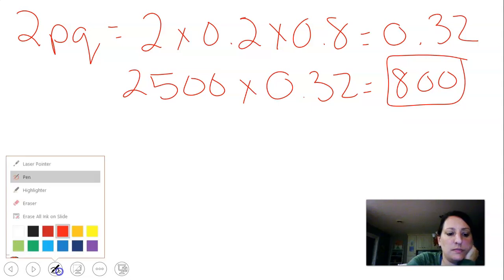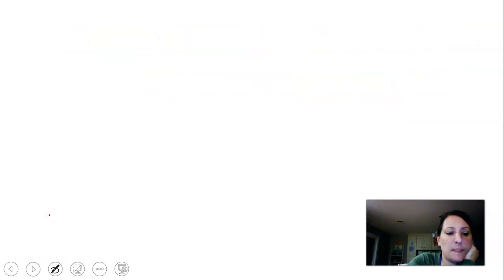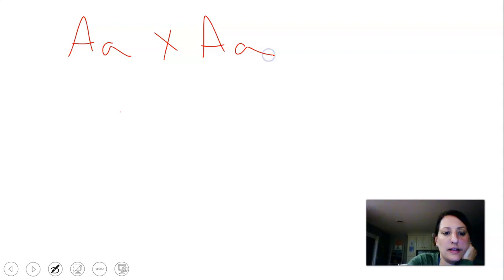So let me erase this. Okay. So big A, little a times big A, little a. Punnett square. So I got a big A allele and a little a allele.